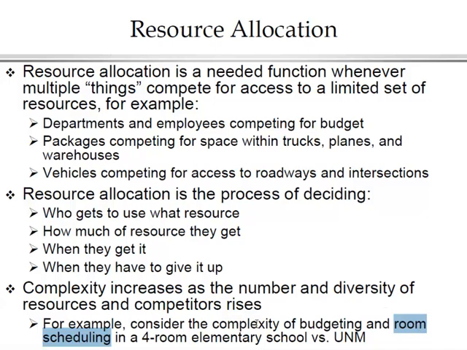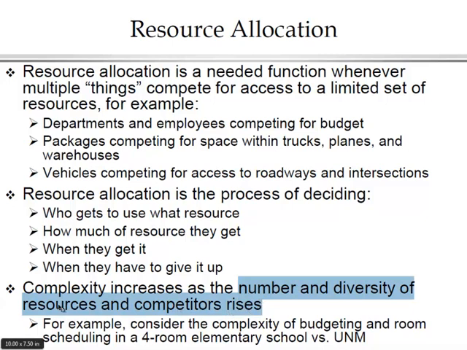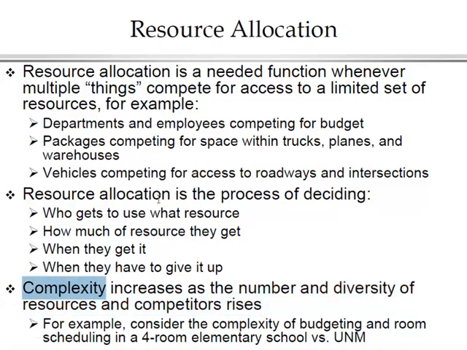And of course we have things other than classrooms. We have conference rooms, offices, and so on. How about the budget? Maybe the budget of the 4-room elementary school is, let's just pick a number, say $200,000 a year. UNM's budget is along the lines of $200 million a year. Clearly that isn't something a bookkeeper is going to handle in 10 hours a week. So the point here is that as the number and diversity of both the people or things competing for the resources and the resources themselves goes up, the complexity of the job of resource allocation goes up.